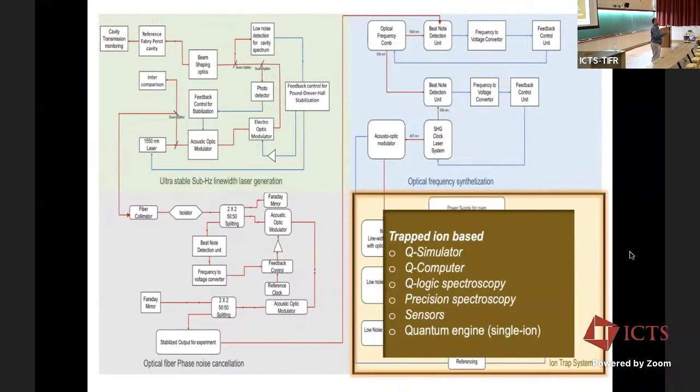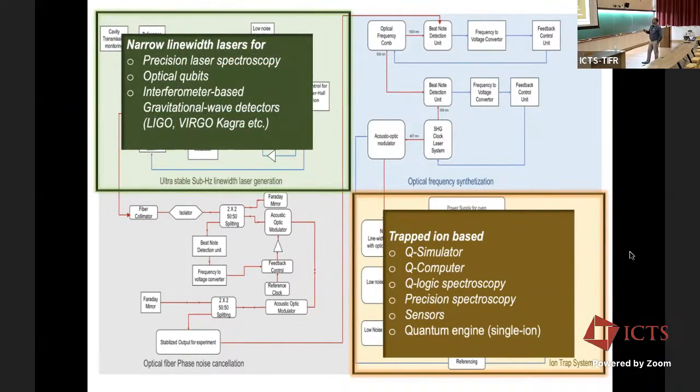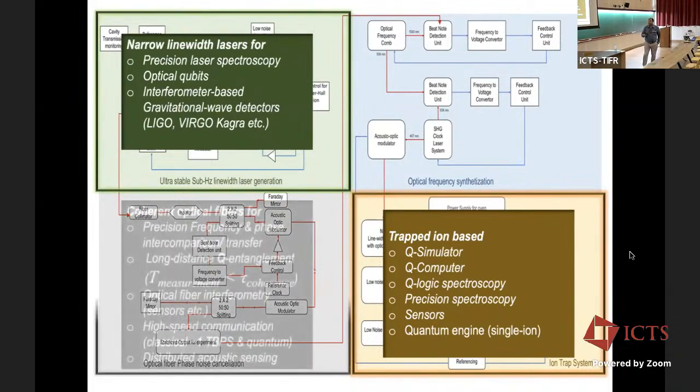For example, myself and Sadiq are developing the ion trap together, but both of us have different purpose. So once we standardize this ion trap technology, maybe some other person who wants to do quantum simulator using trapped ion, he can also use it, or she can also use it. Similarly, narrow line width laser, like precision spectroscopy uses that, optical qubits require that, like LIGO and all these things, they use it. So there are multiple applications.